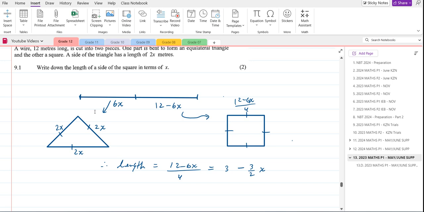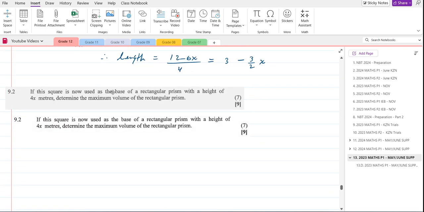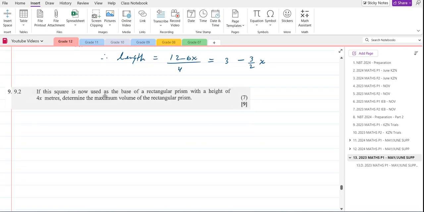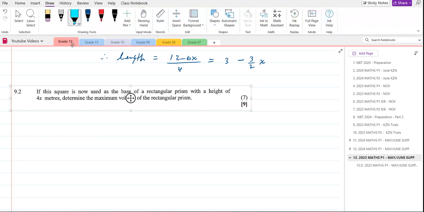Next problem. If this square is now used as the base of the rectangular prism with a height of 4x meters. Now they gave us a height of a rectangular prism, right? Which square? That square there above. Determine the maximum volume. So we need to maximize volume. Volume is what? Area of base times the height.